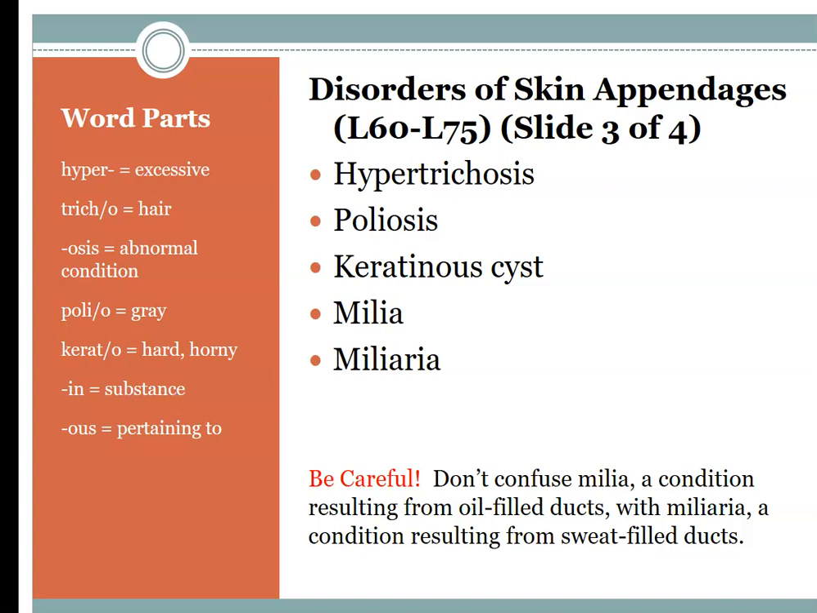Okay, and do be careful. Don't confuse milia, a condition resulting from oil-filled ducts, with miliaria, a condition resulting from sweat-filled ducts. Your word parts: hyper is excessive. Tricho is hair. Osis, abnormal condition. Polio equals gray. Kerato is hard or horny. N is substance, and ous is pertaining to.